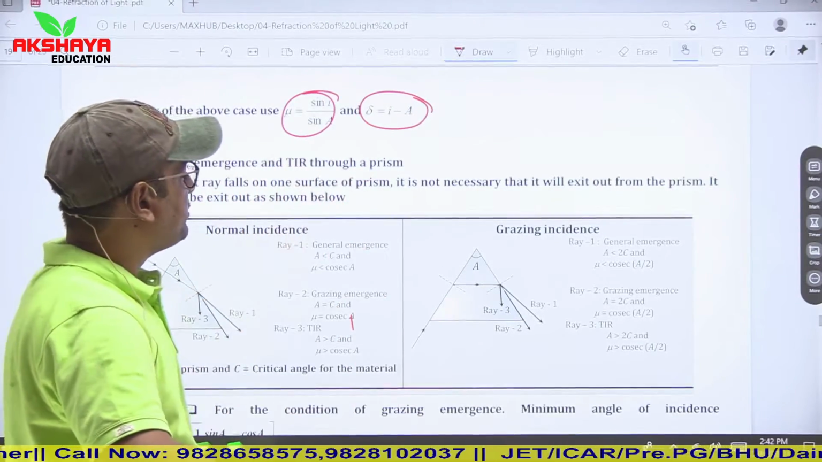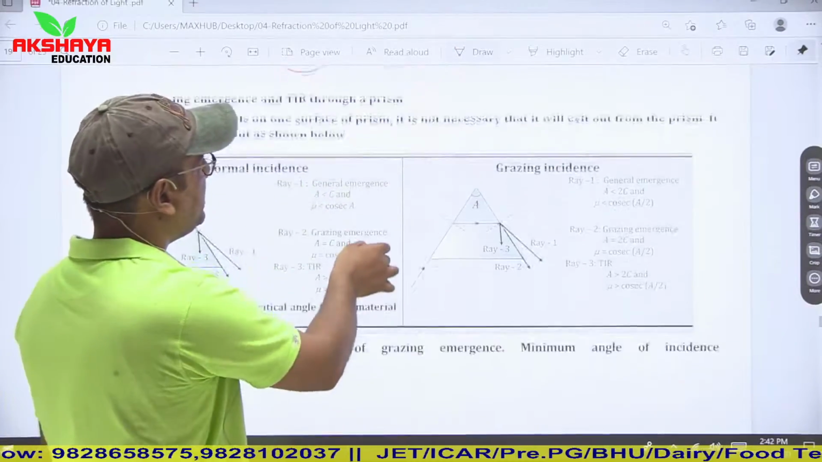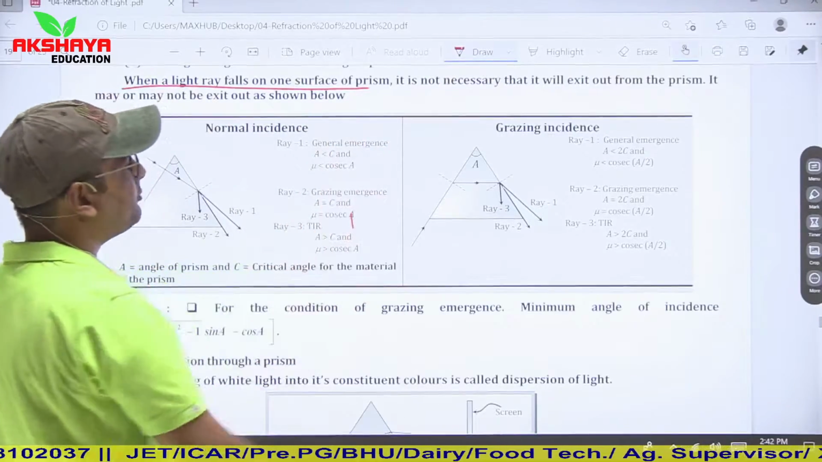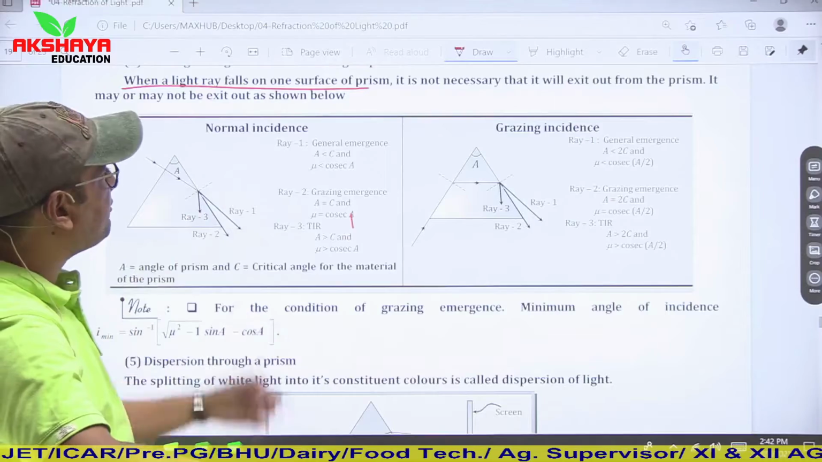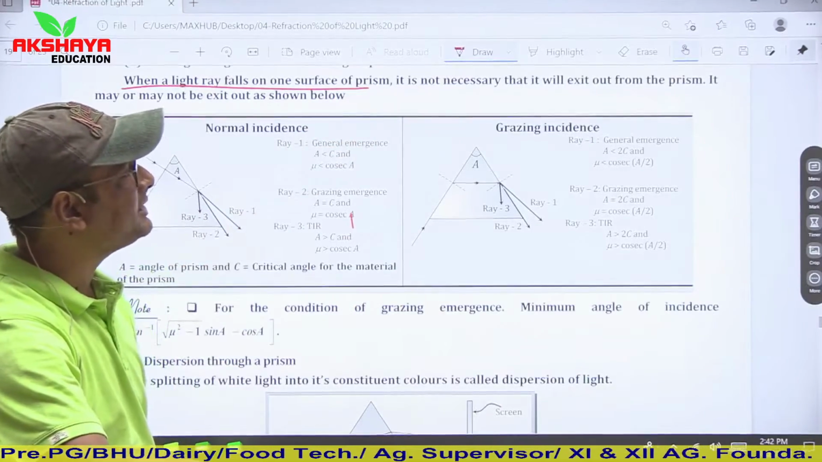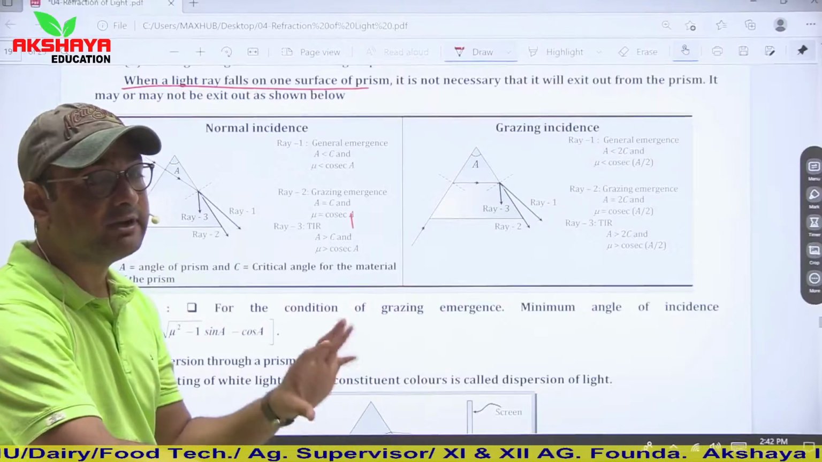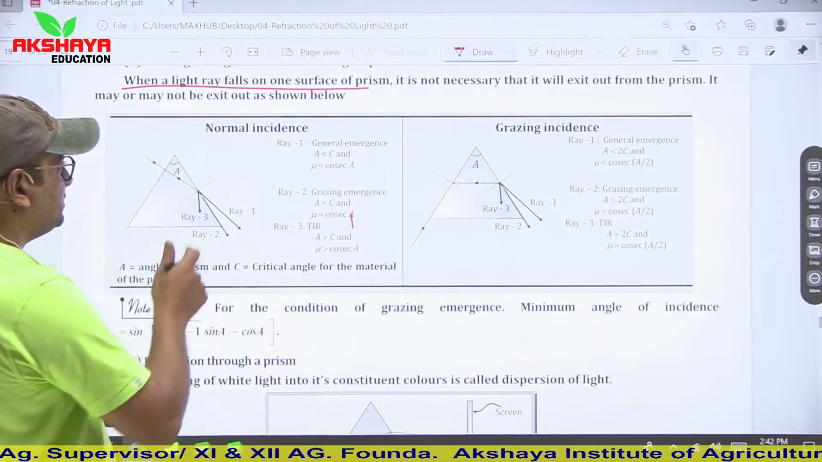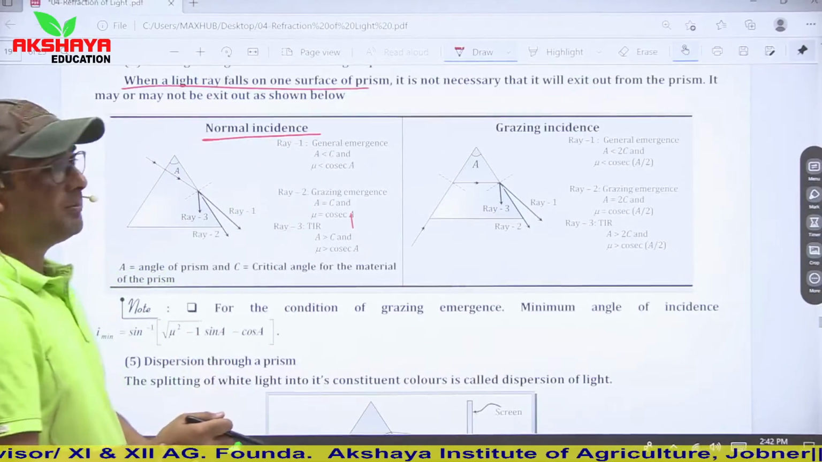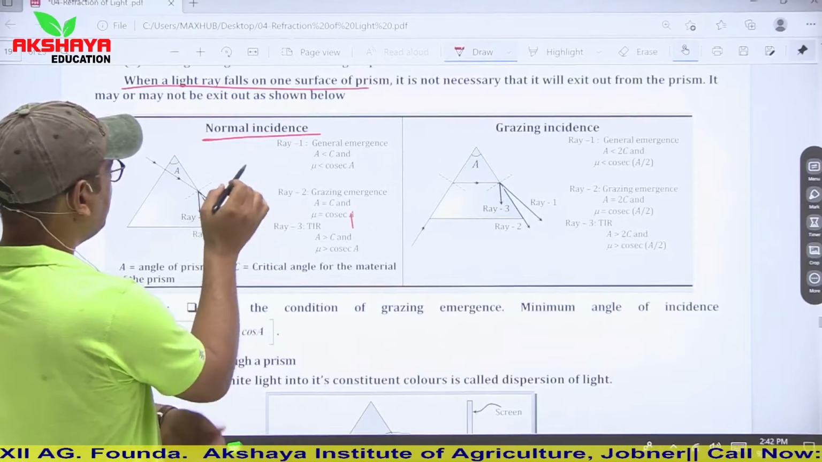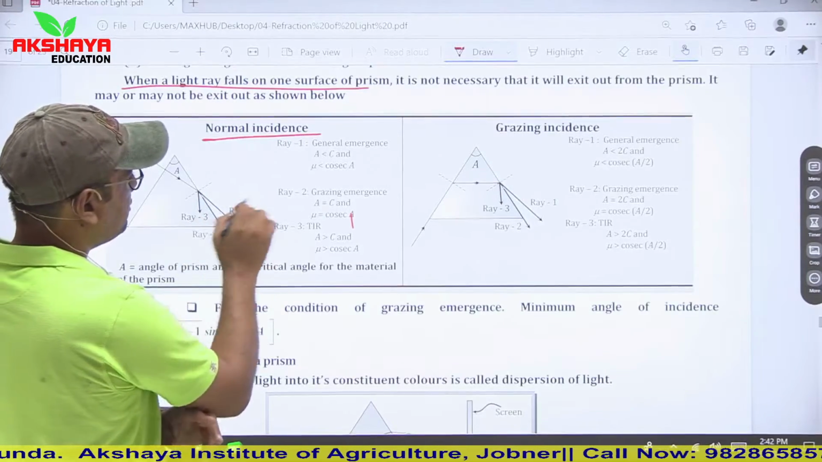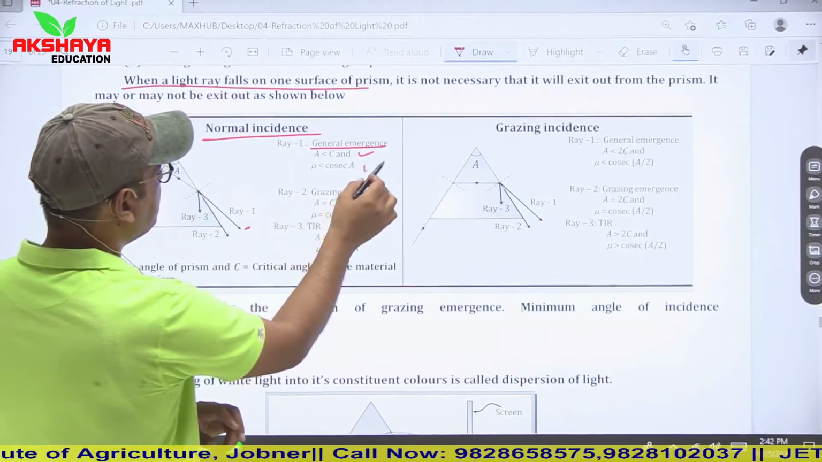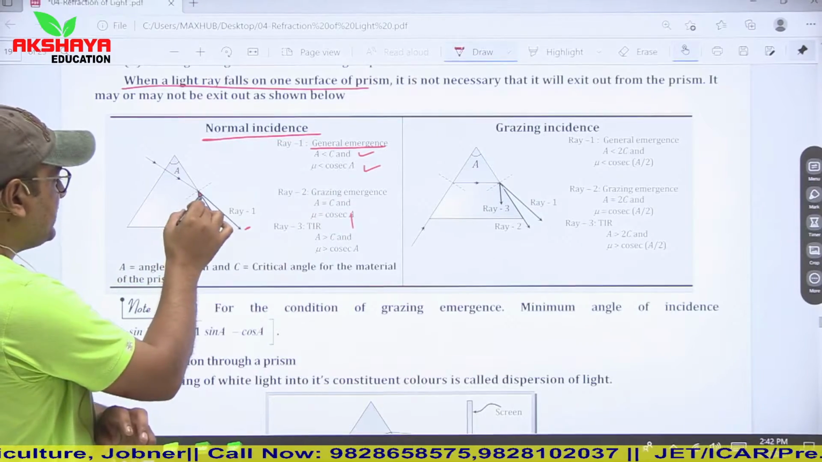Grazing emergence and TIR through a prism. So what is grazing emergence and TIR? When a light ray falls on the surface of a prism, it is not necessary that it will exit out of the prism. It may or may not exit, as shown below. In the first case we are considering normal incidence. This is ray 1. Ray 1 is general emergence, which means angle of prism is less than critical angle and mu is less than cosec A.